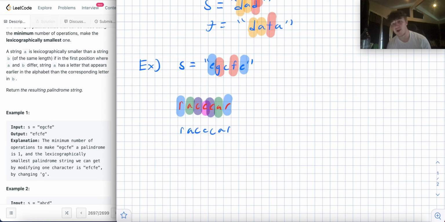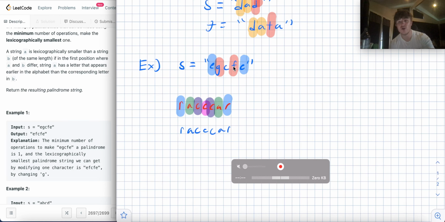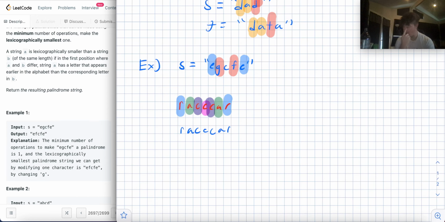If I had an infinite number of operations, then I could change all the letters to A, right? But since I have the minimum number of operations, I can only change one of these to turn it into a palindrome. So then it becomes a question of, do I change the G into an F or the F into a G, right? Now, what you want to do here is turn the G into an F. And why is that? Because we want the lexicographically smallest string, right?